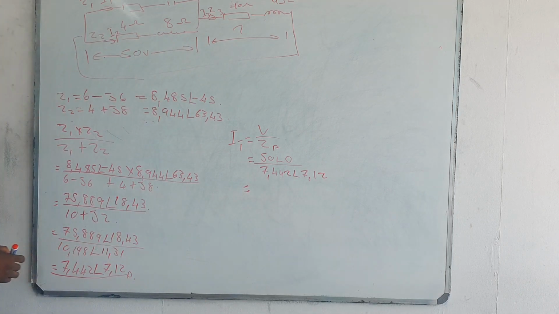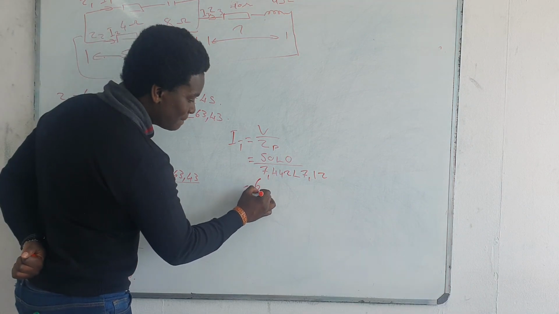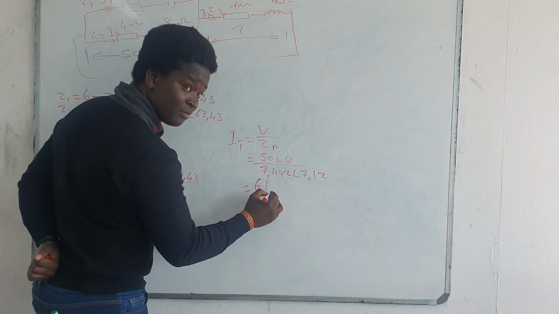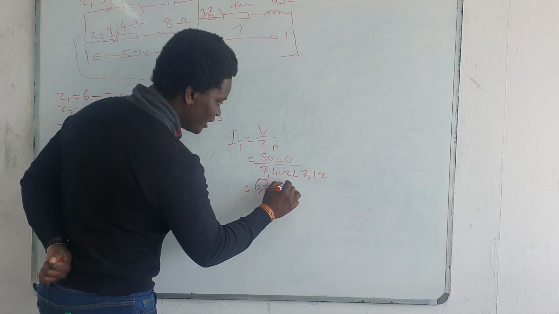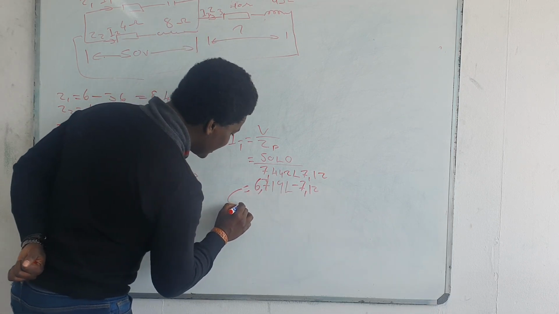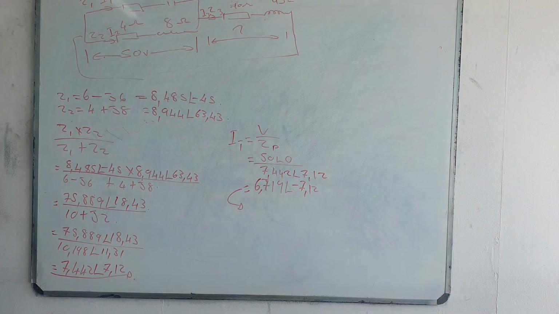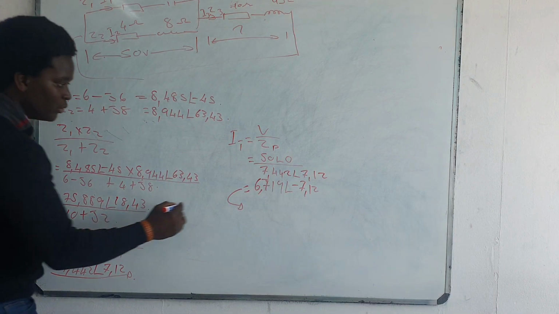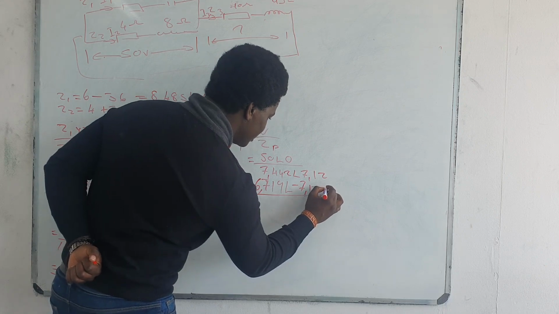What do you get as your answer? It's 50 divided by 7,442. You get 6,719. Is that the same answer we had before? Nah. So this one is 6,719, at an angle of negative 7,12. This one is already defined the way it is, in amps.